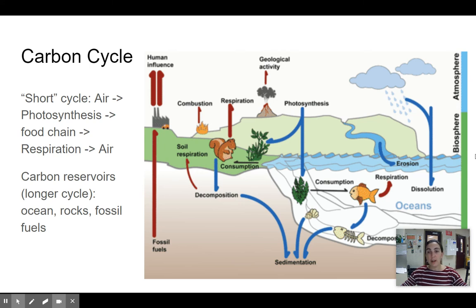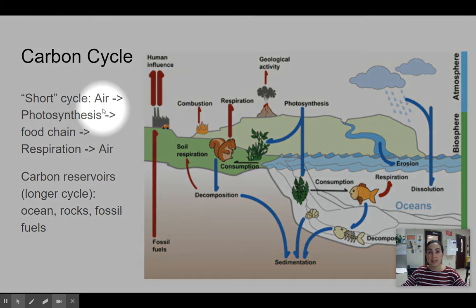Often when I think about the carbon cycle, the easiest way is to look at it as a short version of the cycle and a longer version. There's part of this that is happening continuously and another part that takes a lot longer. So here's the short cycle.